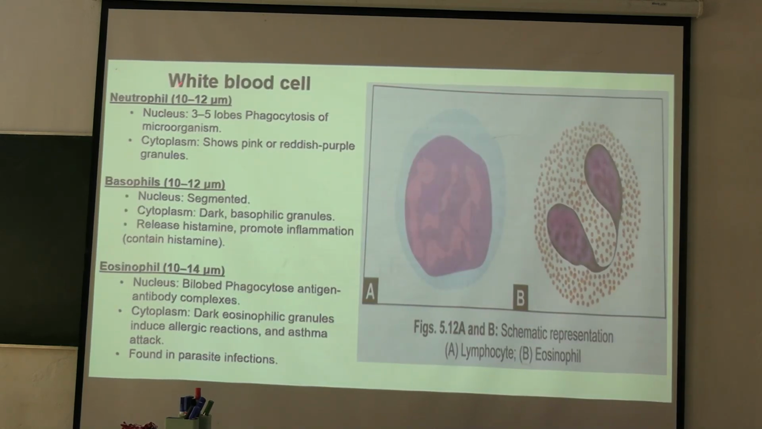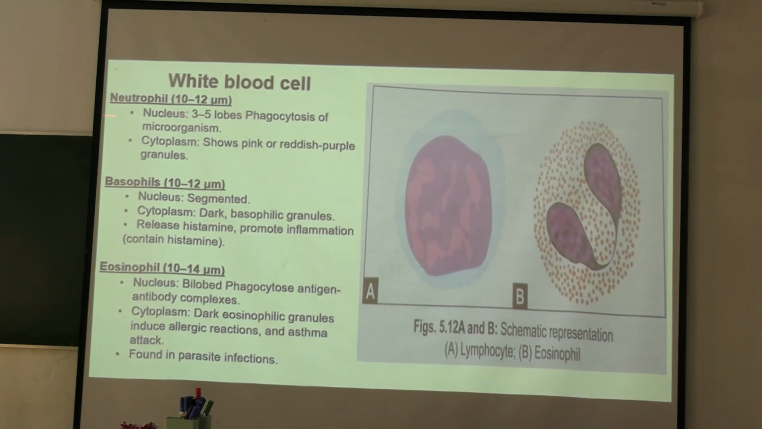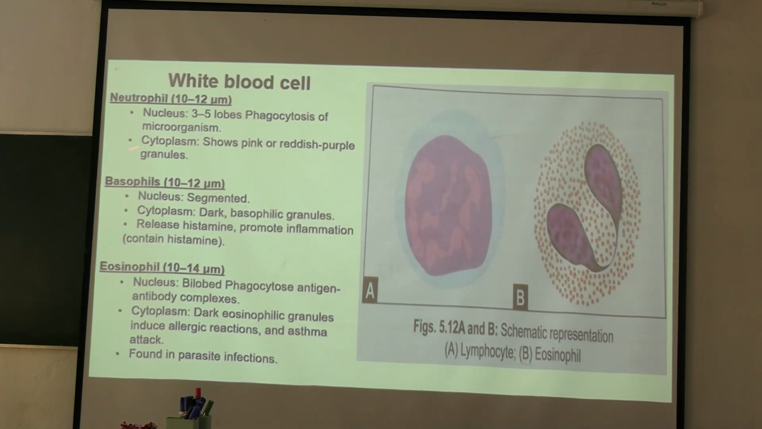Next we go to the other white blood cells: neutrophils, basophils and eosinophils. Okay, here is neutrophil. It is 10 to 12 micrometer in diameter, the nucleus has 3 to 5 lobes, and the function is phagocytosis of microorganisms. Cytoplasm shows pink or reddish purple granules.